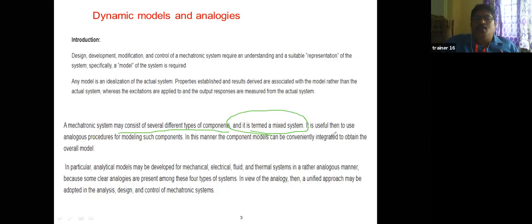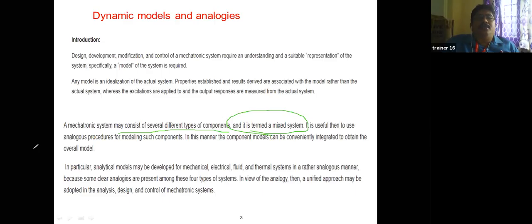prototype systems. It is useful then to use an analogous procedure for modeling such components in this manner. The component models can be conveniently integrated to obtain the overall models. Integrated means these are all integrated to obtain an overall mechatronics product model.